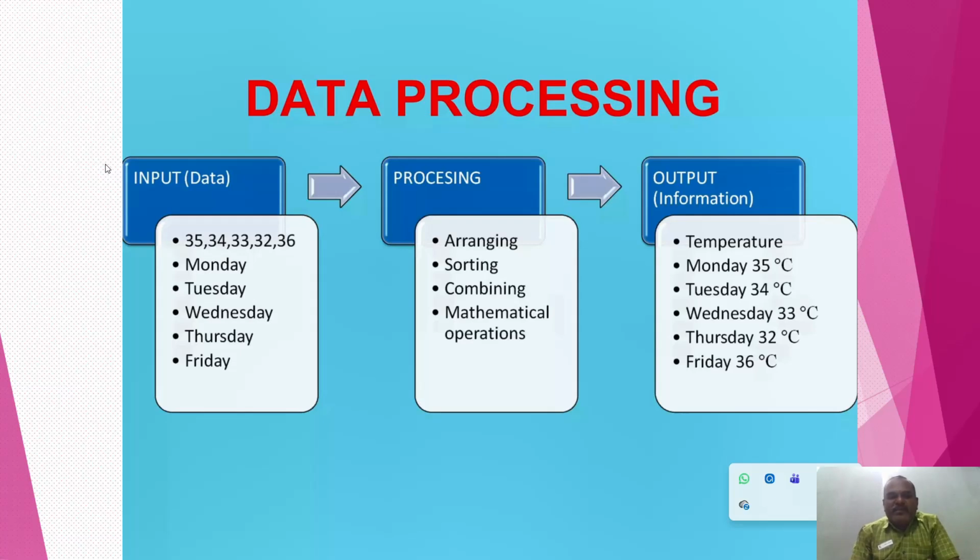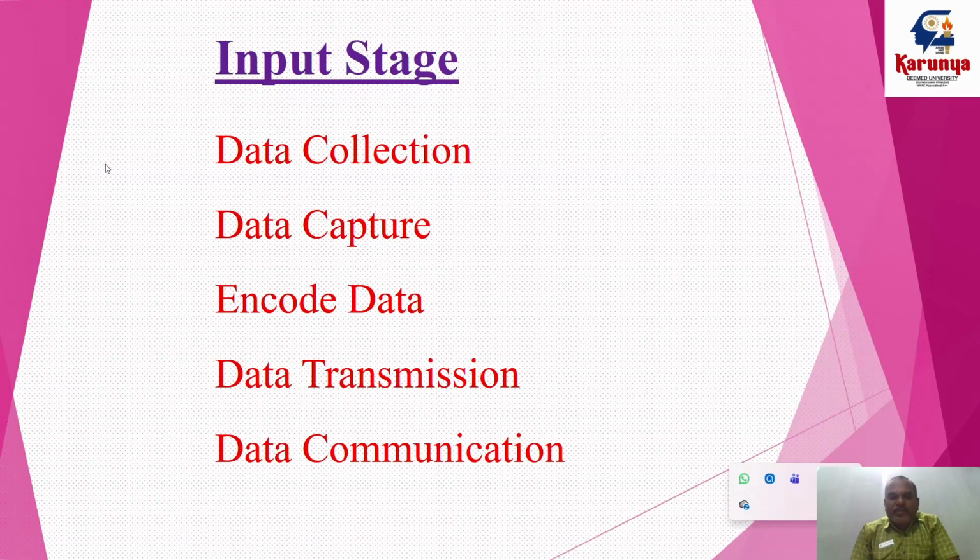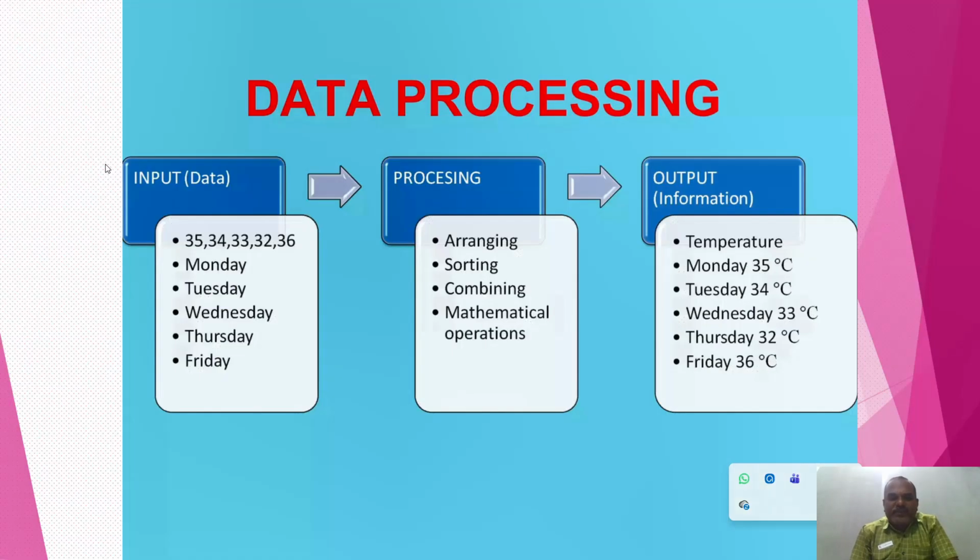That is, we are giving raw data in our hand. We are processing that data. How are we processing? We are arranging, sorting, combining, or doing some mathematical operation, anything. Finally we are getting the output. Can you understand the method of data processing? We are getting the input, then we are processing, then finally we are getting the output of your data.